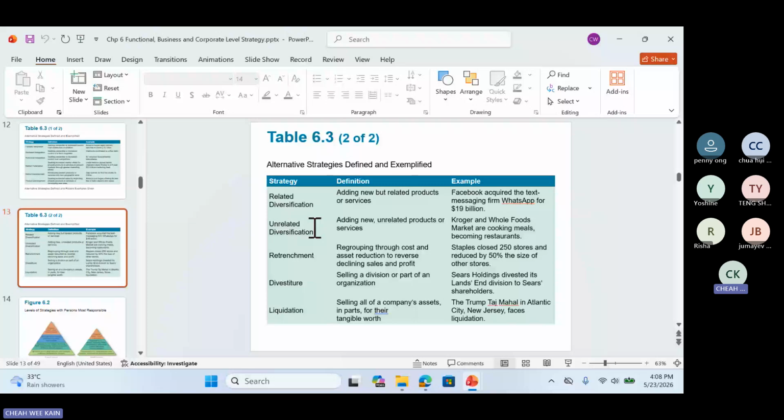Okay, retrenchment. That's why you want to be a very important person in your company so that you do not get retrenched.